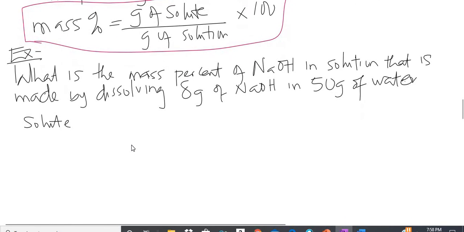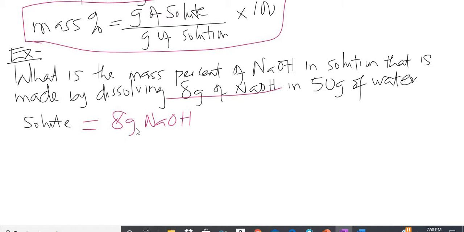So let's solve a problem here. What is the mass percent of sodium hydroxide in solution that is made by dissolving 8 grams of sodium hydroxide in 50 grams of water? So we need to write out what we have here. Our solute is 8 grams of sodium hydroxide, and our solvent here is water, and it is 50 grams.